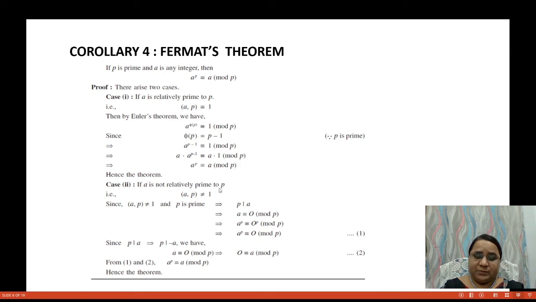If a is not relatively prime, then gcd of a, p is not equal to 1. Since gcd of a, p is not equal to 1 and p is prime, which means p is divisible by a, or else the remainder will be 0.